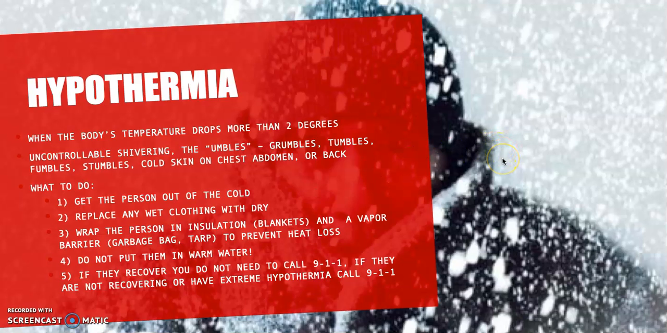On the other end of the spectrum, we have hypothermia. So this is when the body's temperature drops more than 2 degrees. You could tell someone's hypothermic because they have uncontrollable shivering. They get the umbles, which is grumbles, tumbles, fumbles, stumbles. So if a person is kind of muttering to themselves, they're falling, they're stumbling around, they can't move their fingers very well, that would be the umbles.